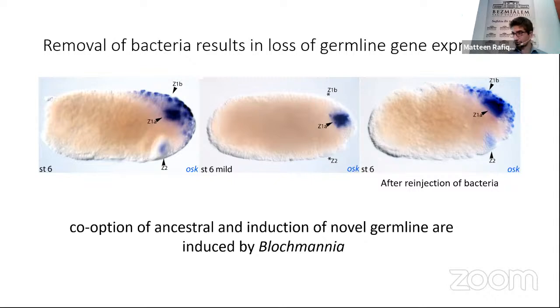So what does that mean? That means that the germline that was present in the ancestor or in the ants in general has been co-opted. We use this word co-option because it's a standard way of saying that it was used for something else, now it's used for something else. Right? Because it's now used for making these cells for bacteria, while there is a new location invented that is actually dependent on the activity of bacteria.